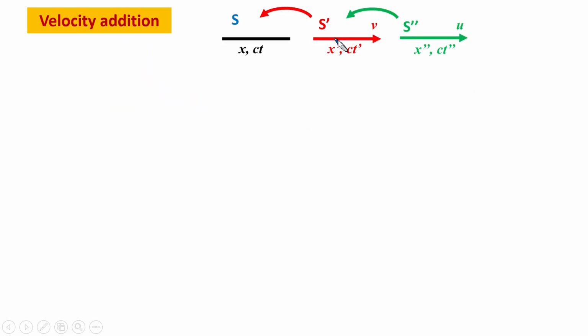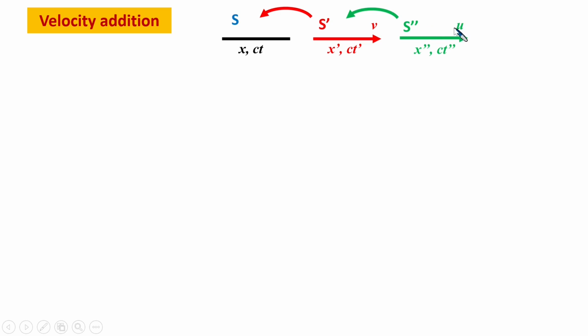Now, velocity addition using the Lorentz transformation. It is interesting to see that if S prime is moving with some velocity v, and S double prime is moving with respect to S prime with u, the velocities are not simply added up as v plus u.